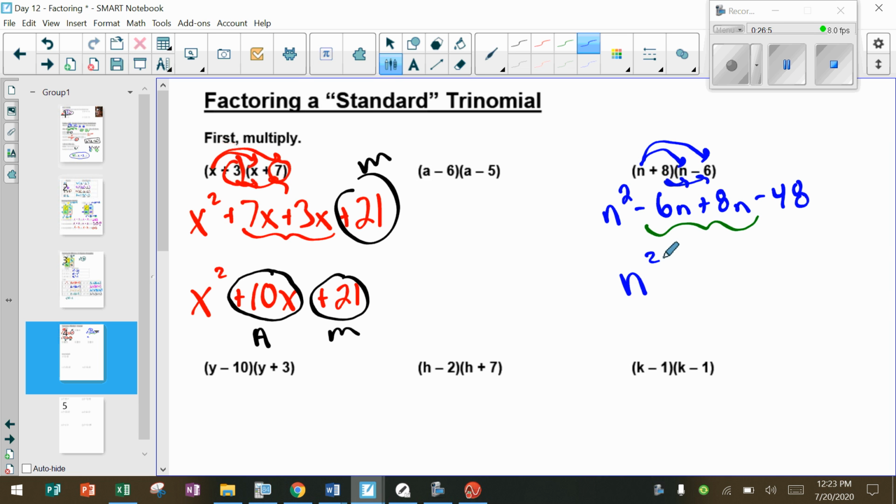So n squared stays n squared. Negative 6 plus 8 is a positive 2n. And then the minus 48 gets brought down. Same pattern. 8 and negative 6 multiply to be a negative 48. And then 8 minus 6 add to be a positive 2. And that's how we're going to work backwards with this.